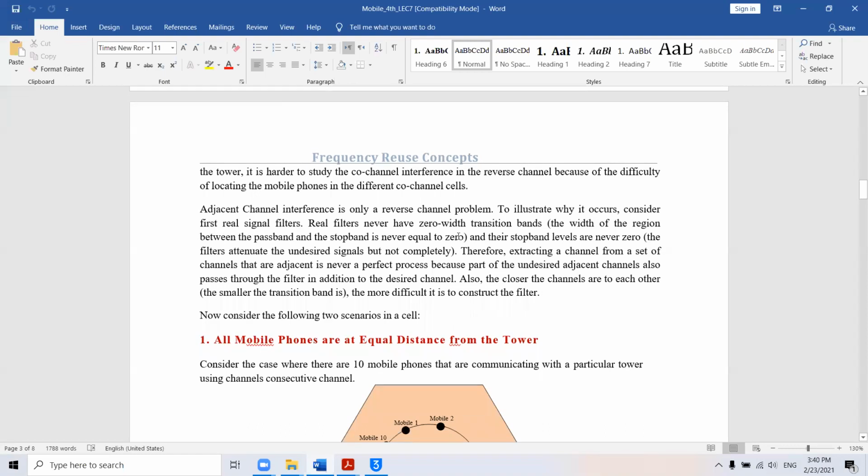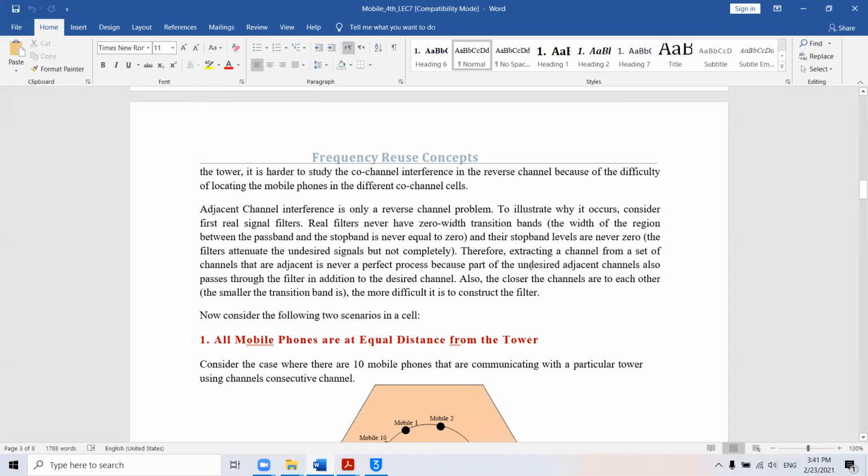Real filters never have zero width transition band. In the previous year, if you remember, we studied the filter design, and we said that any filter has 3 regions: the pass band region, the stop band region, and in between we have the transition region. Now the width of the region between the pass band and the stop band is never equal to 0, and their stop band levels are never 0. The filter attenuates the undesired signal, but not completely.